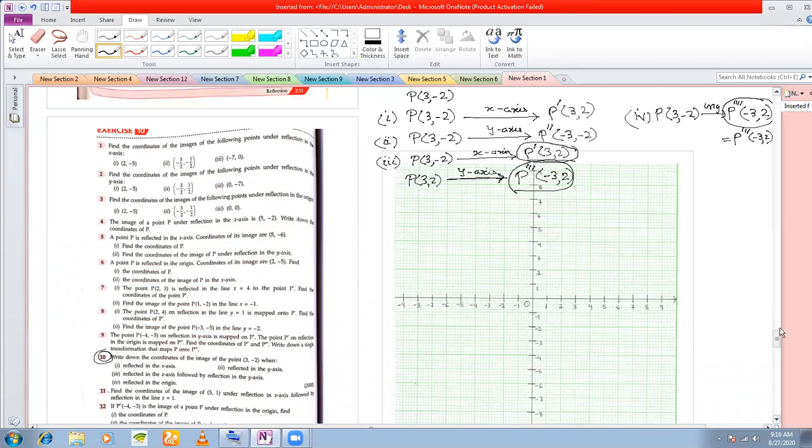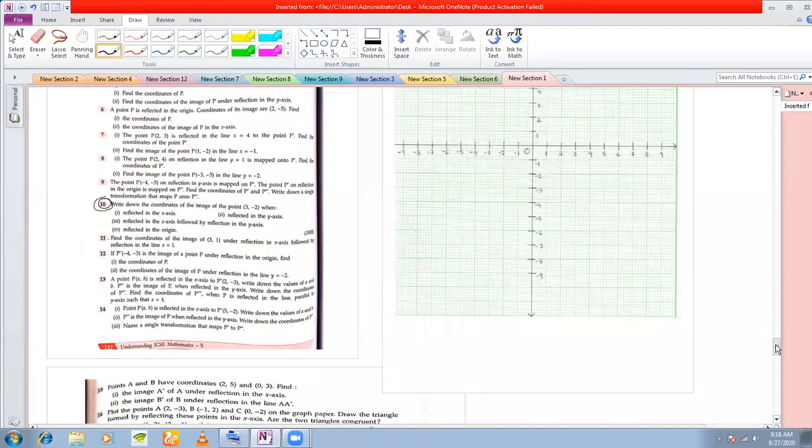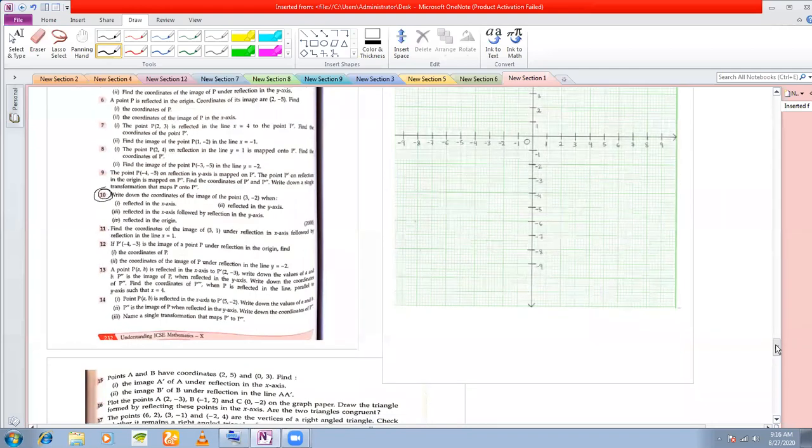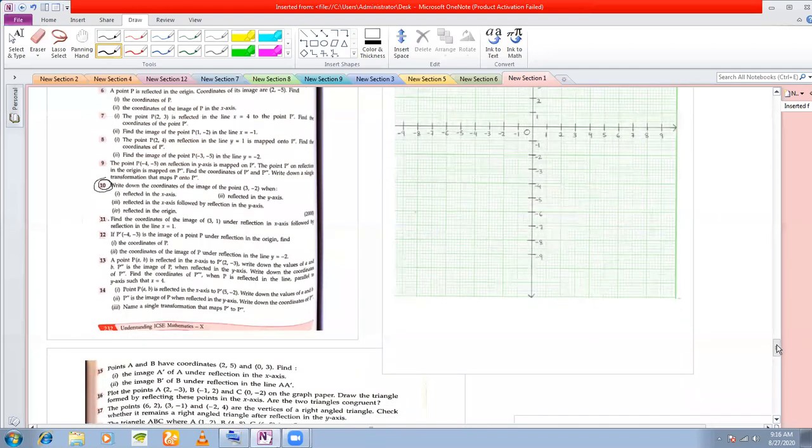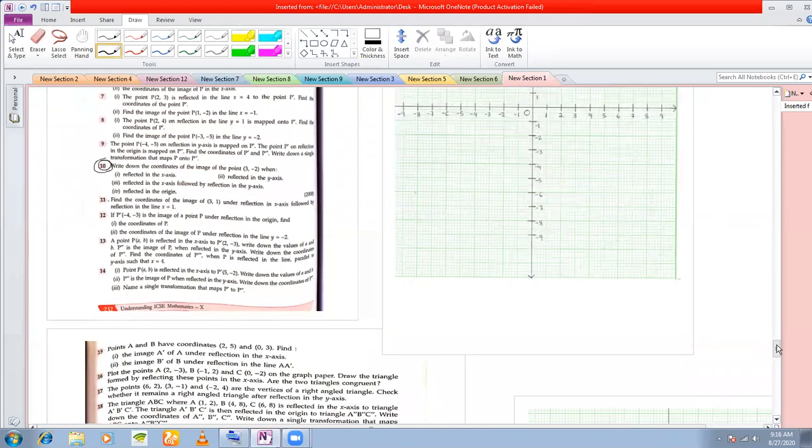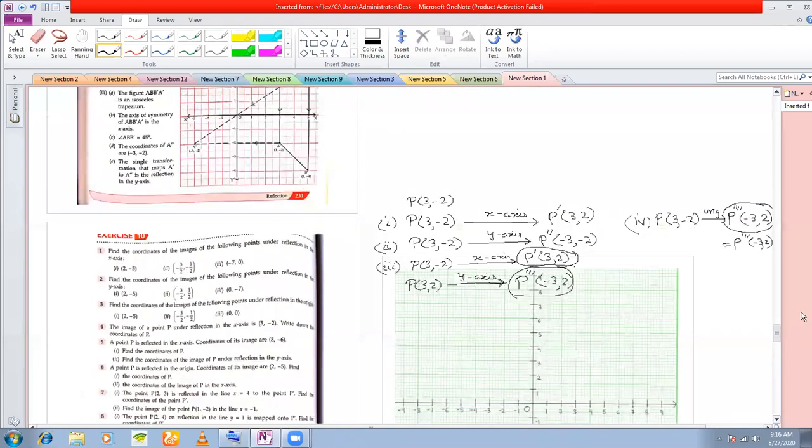Any question here? No use of graph paper here. If you want, you can use graph paper. Otherwise, graph paper is not required here because normally we use graph paper if the line is other than the x-axis, y-axis, or if you have to find the area. In such cases, we use graph paper, and especially when it is not mentioned, you can avoid graph paper.